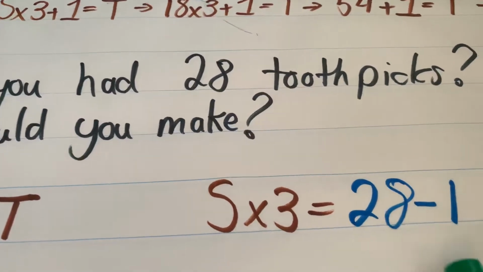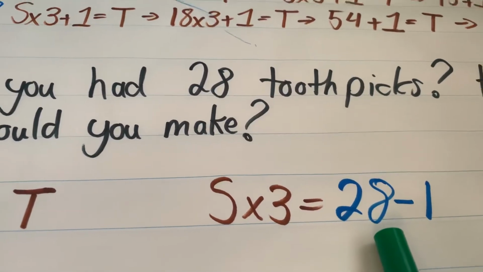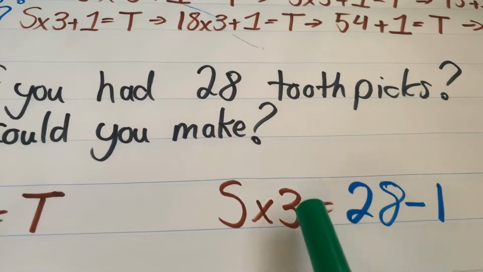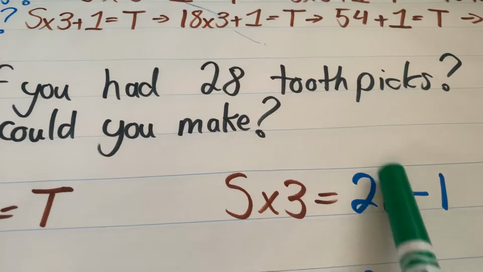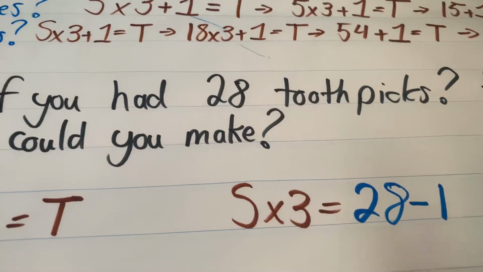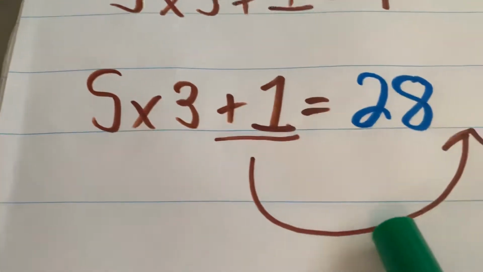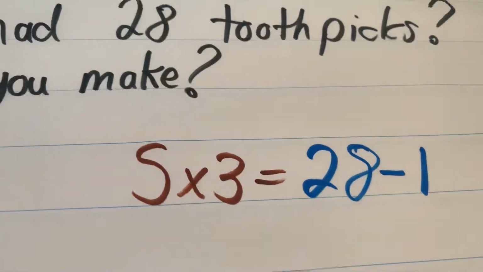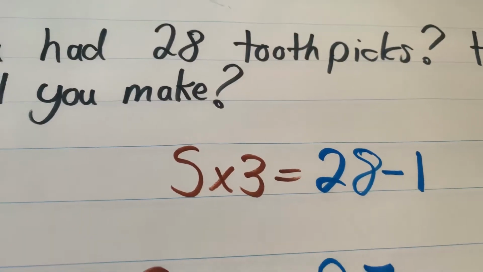Now you might be thinking, hold on, wasn't it plus 1? Why is it a minus 1 now? Because whenever we move across the equal sign, if we move to the right of it or to the left of it, you have to change the operation. So before we had plus 1. Once we move, it now becomes minus 1. So S times 3 equals 28 minus 1.